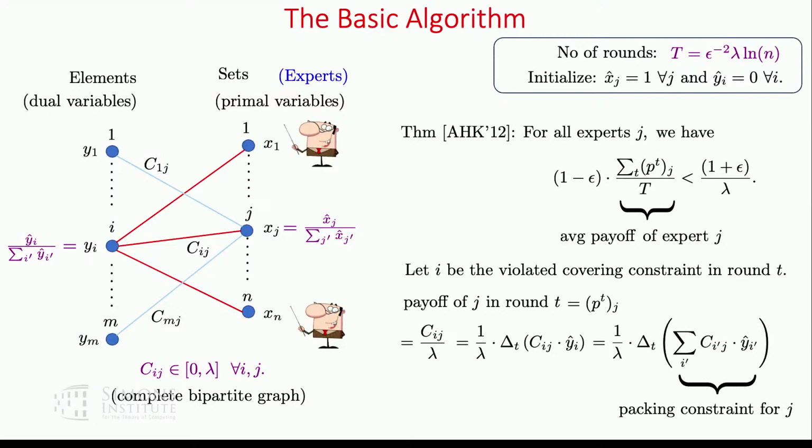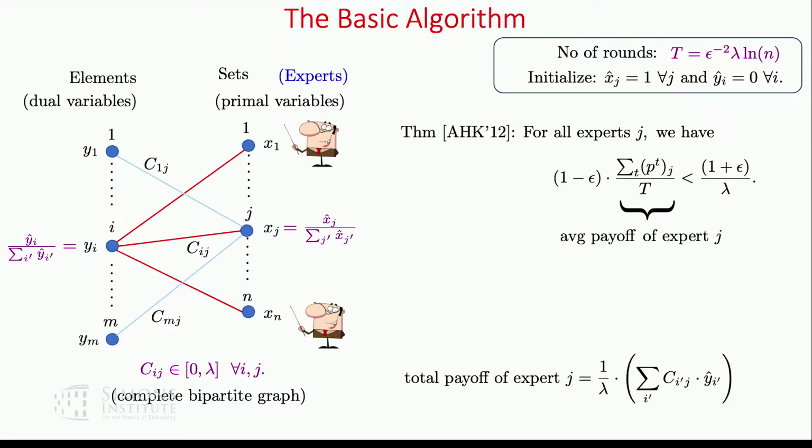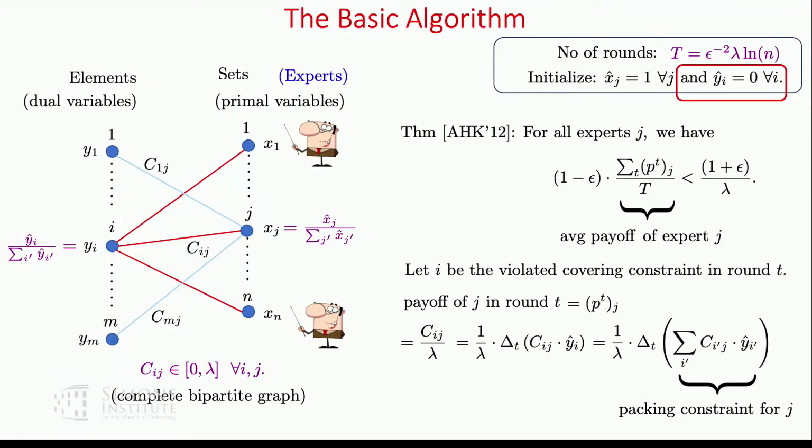Now, this term is just the value of the packing constraint for J and the unscaled value with respect to the weights, unnormalized values. Now, what can we say? We initialized these packing weights to 0. So initially, this packing value was 0. And after every round, the packing value increased by exactly the same amount as the payoff received by that expert, modulo this 1 over lambda term.